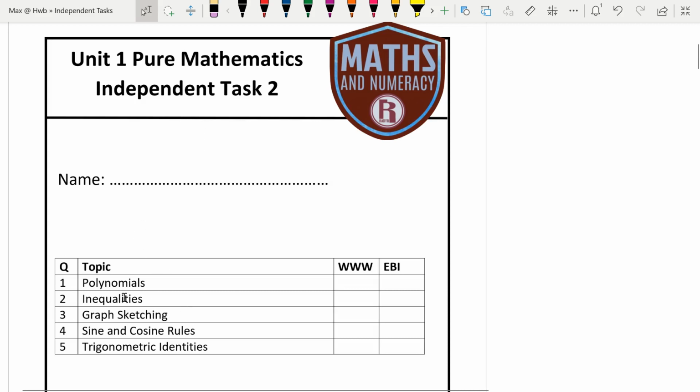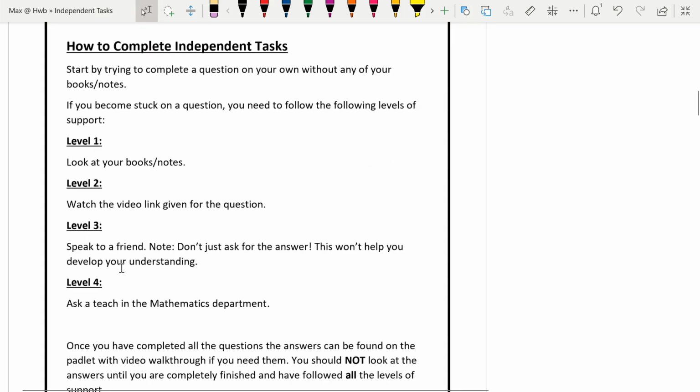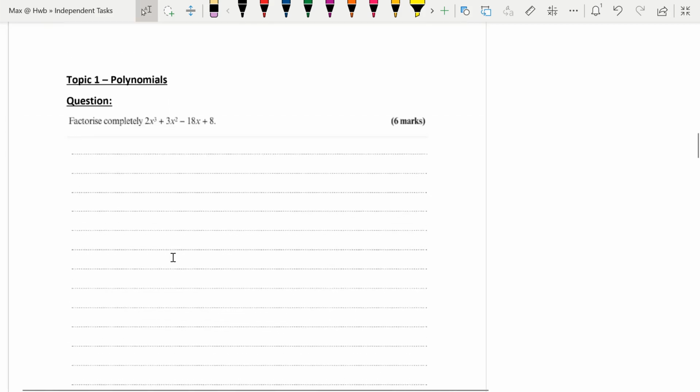So again, like usual, here are our 5 topics. We've got polynomials, inequalities, which you would have noticed include an actual graph sketching question, sine and cosine rule, and trigonometric identities, okay? You should have already had a go at these 5 questions, and then you should have got to a certain level of support. Remember, make a note of what level you used. If you did it completely fine, then you didn't even need a level of support. That's excellent. So we're going to go through each question now.